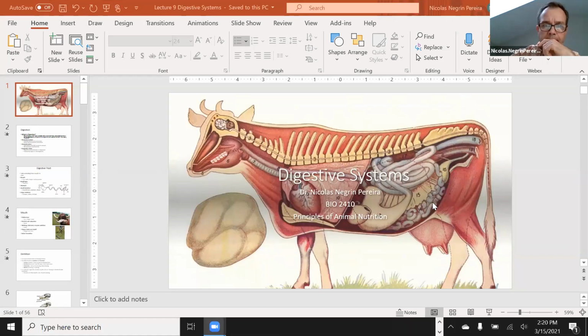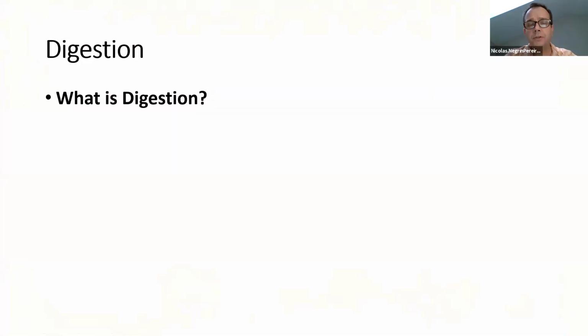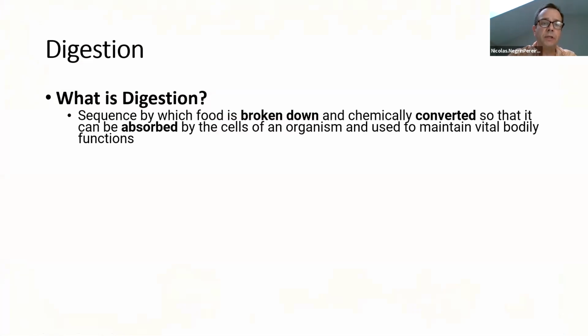All right. So we're going to talk about the digestive system, and we will do a lot of comparison between the different species and how the digestive or gastrointestinal tract changes or varies between different animals. So first of all, what is digestion? We need to define what digestion is.